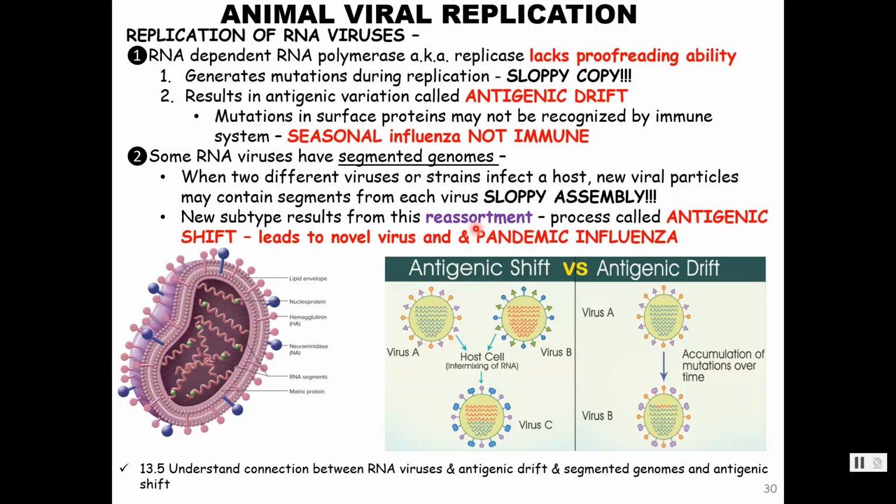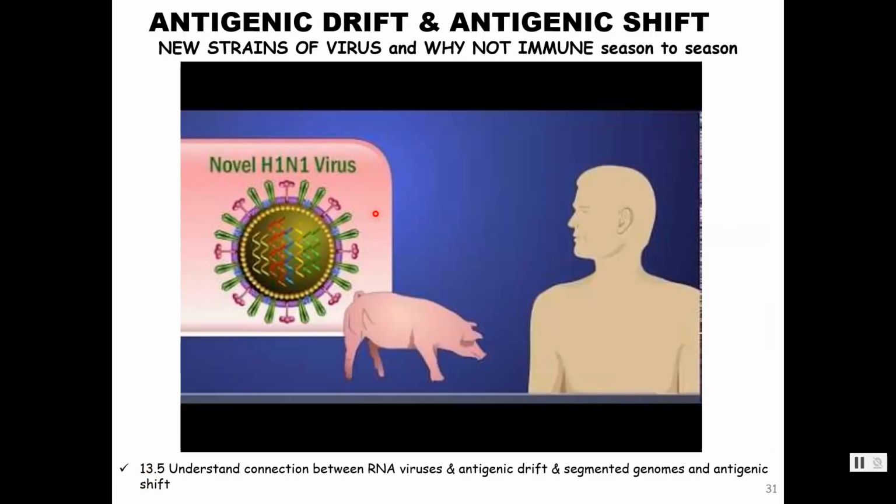And so this sort of reassortment process is how you end up with what's called an antigenic shift. And so I always kind of remember the difference because drifts seem smaller than shifts. So drifts are small little changes, so season to season differences, and shifts are large changes. This is the kind that leads to novel viruses and pandemic influenzas. So let's go ahead and watch.